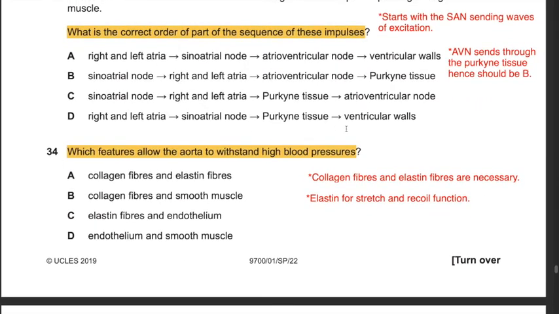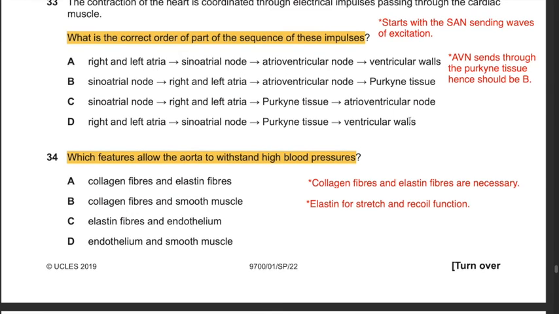Question 33. The contraction of the heart is coordinated through electrical impulses passing through the cardiac muscle. What is the correct order of part of the sequence of these impulses? It obviously starts with the sinoatrial node sending waves of excitation, therefore being either B or C. Following the sinoatrial node, it should be the right and left atria, which is present in both B and C. Then it is obviously the atrioventricular node, not the Purkinje tissue, because the atrioventricular node causes a delay and then sends the impulses through the Purkinje tissue, not the Purkinje tissue sending impulses to the atrioventricular node.